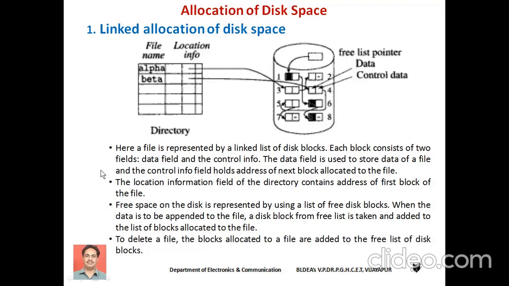Just look at the diagram, students. Here we have a block. In this block, we have two fields. The first field, we call the data field, which is used to store content of the file. And the second field, we call control information, which will hold the address of the next block. And here in the diagram, a pointer to the list of free blocks is shown. I hope you are understanding this concept.